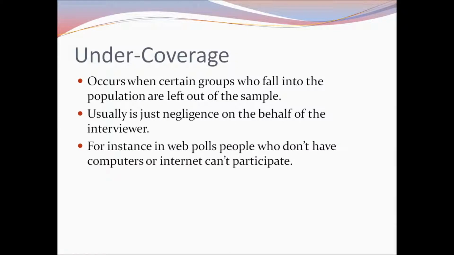Undercoverage occurs when certain groups who fall into the population are left out of the sample. Usually it's just negligence on the behalf of the interviewer. For instance, in web polls, people who don't have computers or internet can't participate. In telemarketing polls, people without phones, or people whose landlines are down, or people who are just too poor to afford it can't participate.